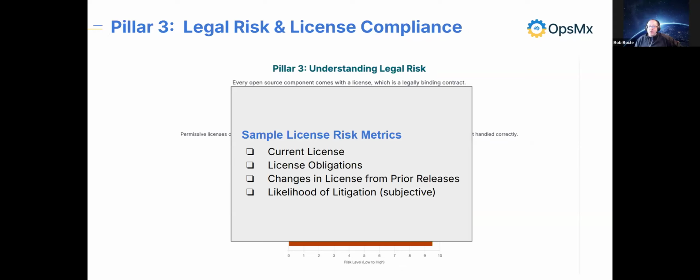So again, I think the risks that we want to look at here are the current license. And by the way, licenses do change. See Semgrep, it changes. So current license obligations, like what obligations do you have? Is there a notices file that you have to generate? A lot of those things are fairly benign, but you're expected to follow them, right? Changes in license from a prior release. Again, another piece of this. This happens. Likelihood of litigation.